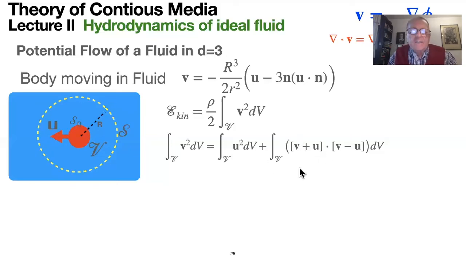Therefore, the kinetic energy of the fluid can be written as an integral of the velocity squared plus an integral of a complicated scalar product. But the velocity of the sphere is everywhere the same, so I can calculate that integral very easily. It is u squared times the volume of the liquid minus the volume V zero, which is the volume occupied by the body. That sphere occupies a certain volume of the liquid, and that volume is V zero. It is actually 4 pi divided by 3 times the cube of the radius of the sphere. That's a nice formula.